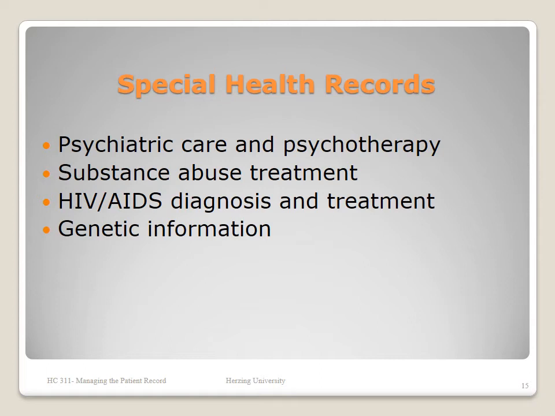There are federal requirements for health records containing special information. The requirements are necessary to protect the sensitive nature and privacy of the contents of the records. They are psychiatric or psychotherapy records, substance abuse treatment records, records containing HIV/AIDS information, and records with genetic testing or genetic information.